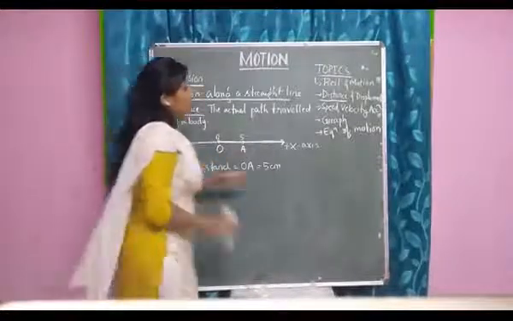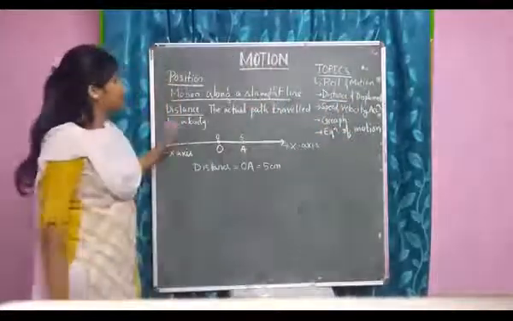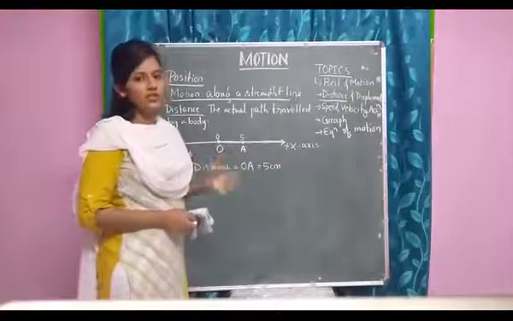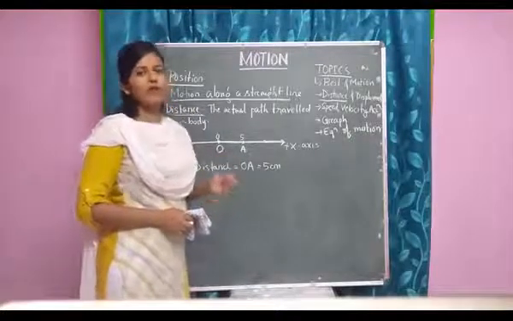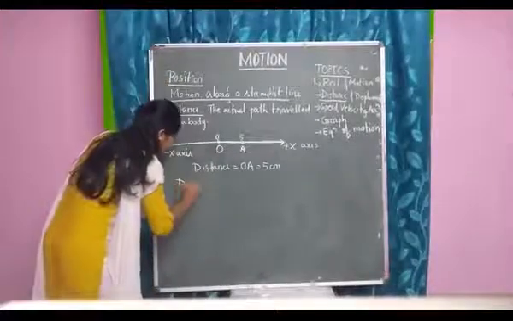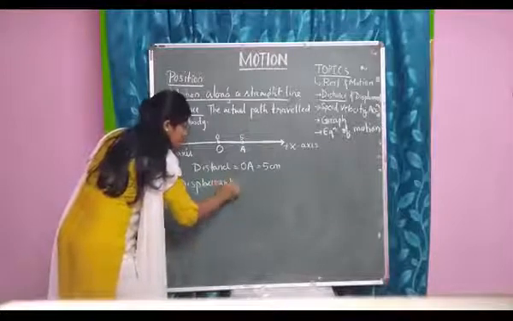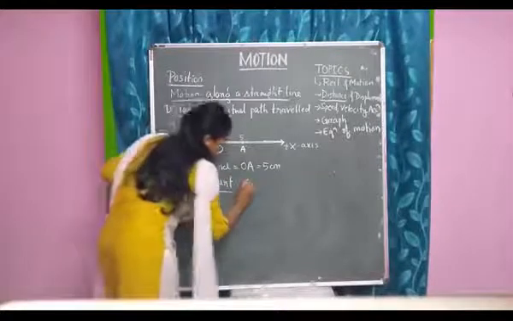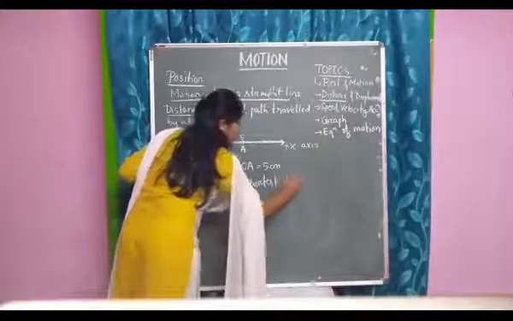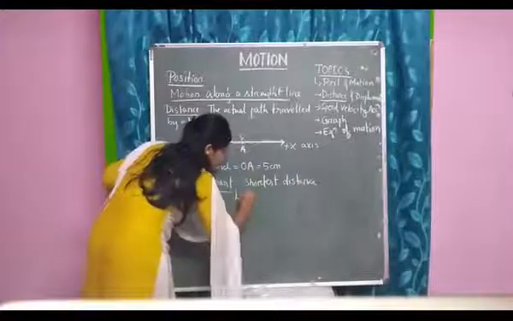Then we will go for displacement. What is displacement? Displacement is the shortest distance between the initial position and the final position. So how will I define displacement? Displacement: shortest distance between initial and final position.